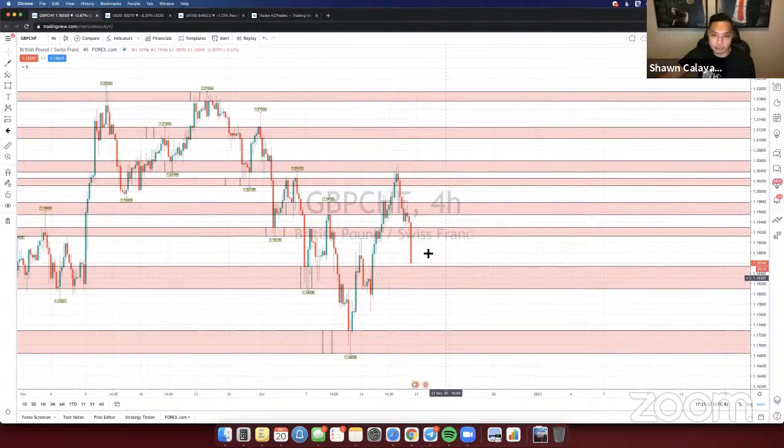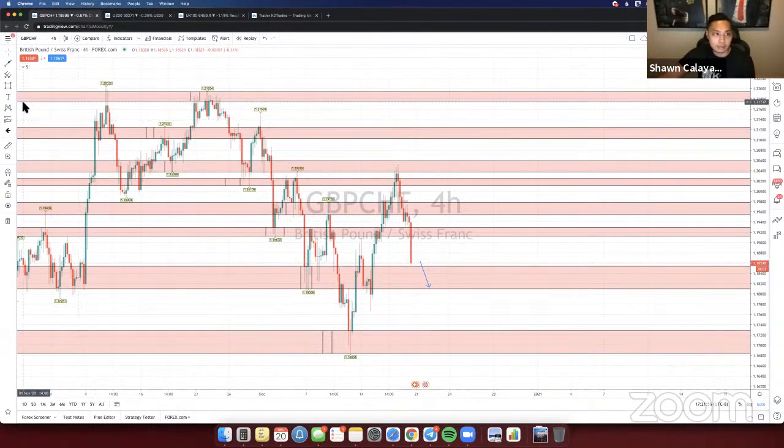So looking at this right here, price is currently within these two structures. This upper structure is going to be 1.19125, and this lower structure right here is going to be 1.18357.